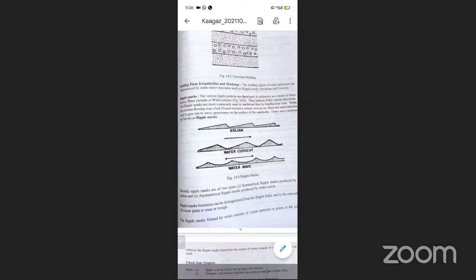And another one is ripple marks which are a formation. We can distinguish them from the ripple marks index by the concentration of coarse grains at the crest and troughs. The ripple marks formed by the wind consist of coarse particles and grains at the crest and the troughs.